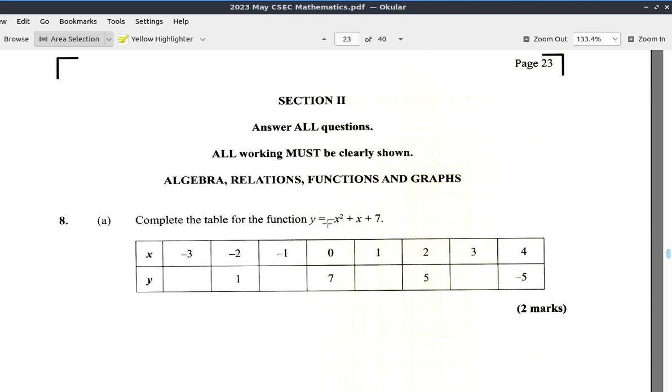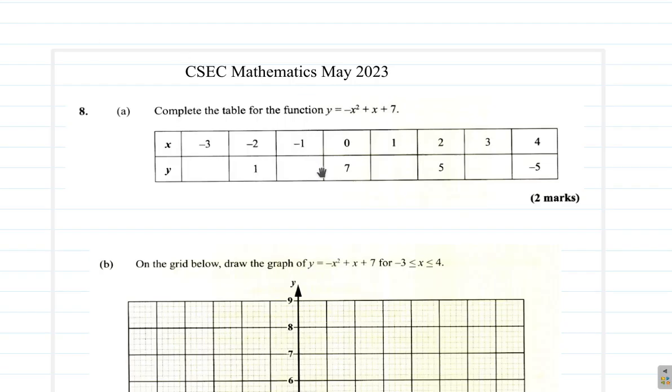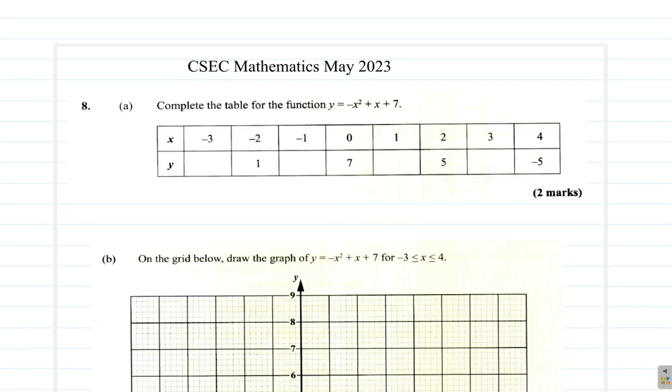They ask you to complete the table for the function y equals negative x squared plus x plus 7. So, if you haven't done so yet, you pause the video and work it out and complete the table. I had copied this question over here. So, let us see what's going on here now.